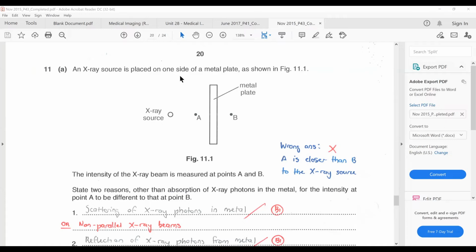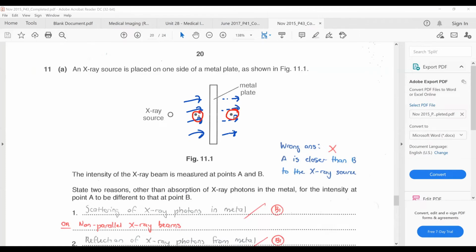Yeah, consider now that you have X-ray beams from this X-ray source. You have a parallel beam of X-rays coming here. And then after that, you expect that that same beam of X-ray would have passed through. So the question here is, why is it that intensity at A is not the same as intensity of B?